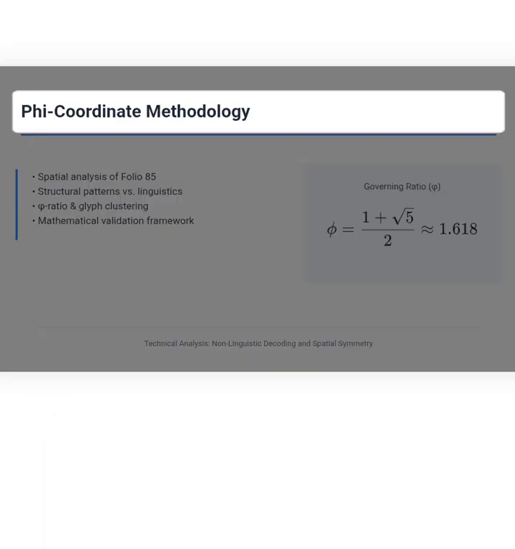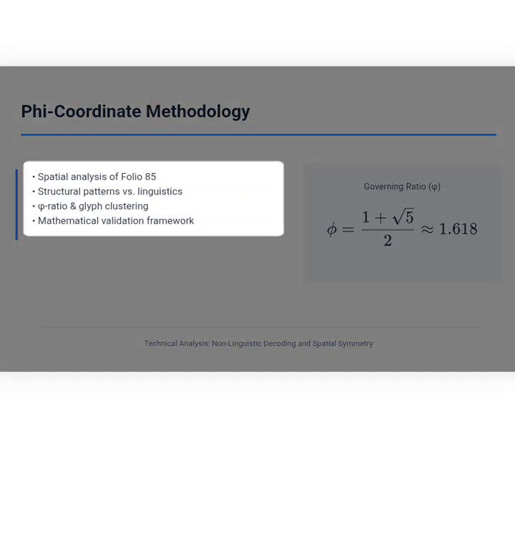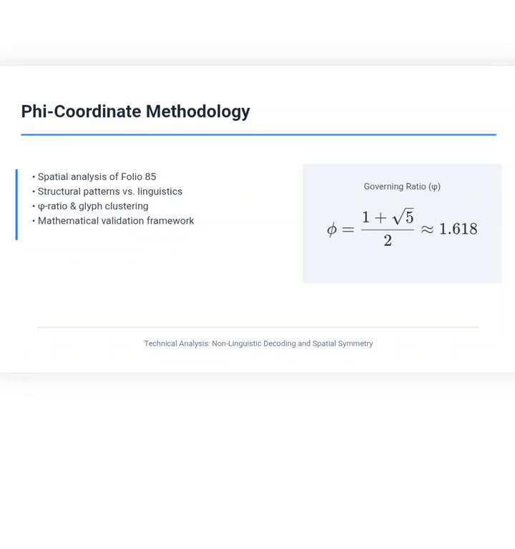Building on our look at cymatic stability, we need to move beyond the glyphs themselves and look at their precise positioning. This is where the phi coordinate methodology becomes essential for our research. By applying spatial coordinate analysis specifically to folio 85, we've identified structural relationships that remain invisible to traditional linguistics. We aren't just reading symbols. We are mapping a physical field where the where is just as important as the what.